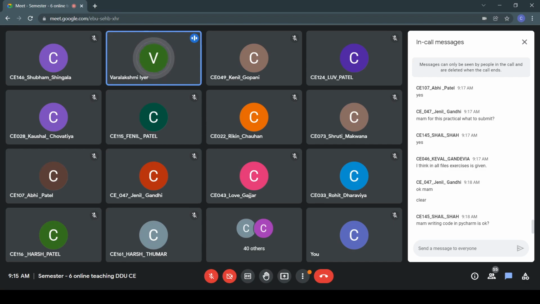Yes, it is fine. You can write your code in PyCharm. You just need to share your Python code file. You can share a .py file, or you can share an .ipynb file. Okay, is it clear?